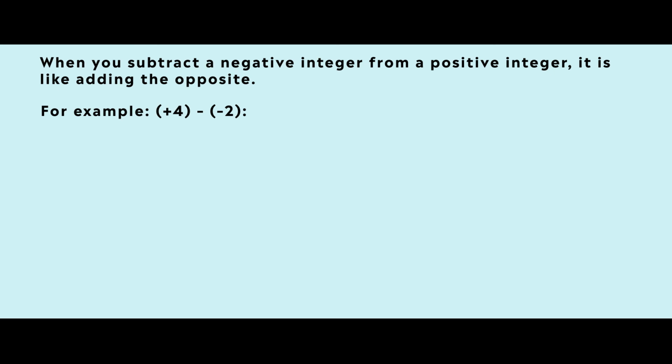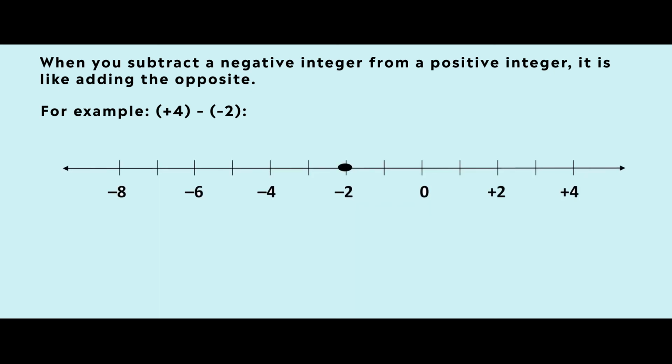Example, to calculate positive 4 minus negative 2. Now again, here we are using number line. We have to find out what should be added to negative 2 to get positive 4. On number line, we have negative 2 here. So we have to move to the right to get to positive 4. From negative 2 we are moving to the right and we stop when we get to positive 4. Now how many units did we move? Let's count. 1, 2, 3, 4, 5, 6.